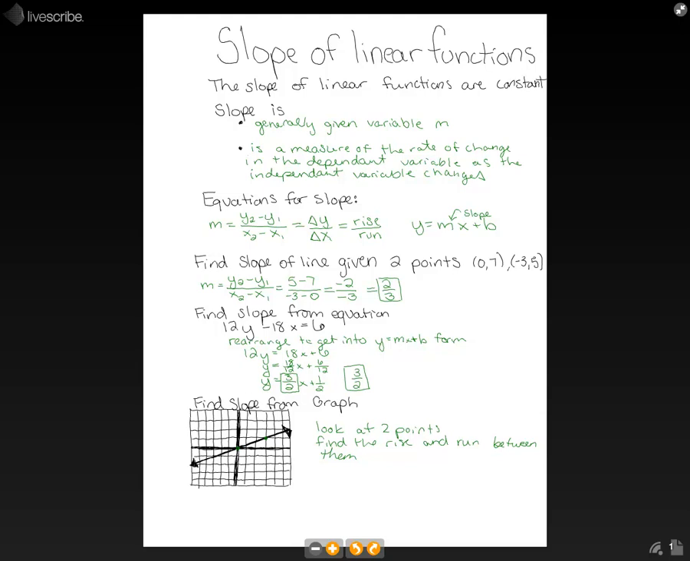So we can see there, to get to 3, 1, we need to rise 1. So we're going up 1 here. And we're running 3. So rise equals 1, run equals 3. So we said that our slope is equal to rise divided by run. So slope is therefore going to be rise over run, which equals 1/3. So these are 3 common ways that you can calculate the slope of linear functions.